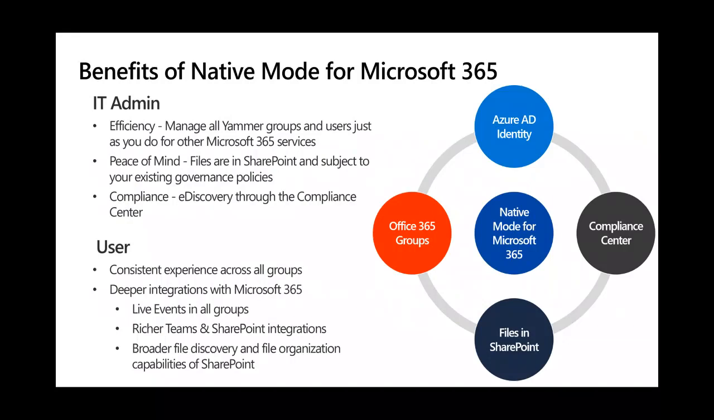Today in Yammer, your groups have the option to be connected to an Office 365 group, but they also have the option to not be connected. There are some features that we've enabled in Yammer more recently that are only available for connected groups. So right now, users are seeing an inconsistent experience between connected and unconnected groups. Once your network is in native mode, every group will be connected, and you'll get a much more consistent experience across the whole product. This includes things like live events being available in all groups, richer integration between teams in SharePoint, and broader file discovery and file organization capabilities with SharePoint. Let's go to the next slide.